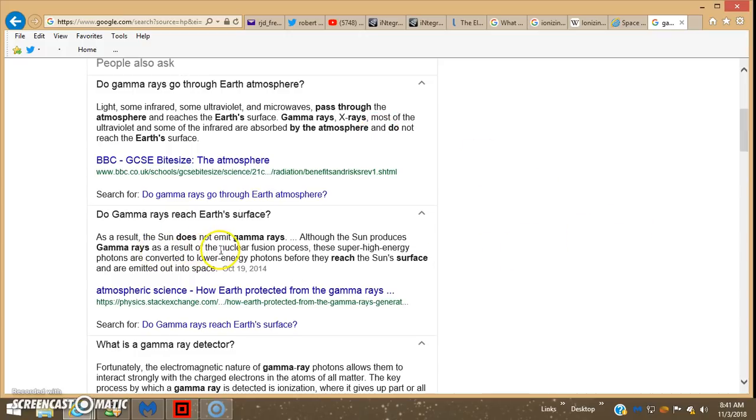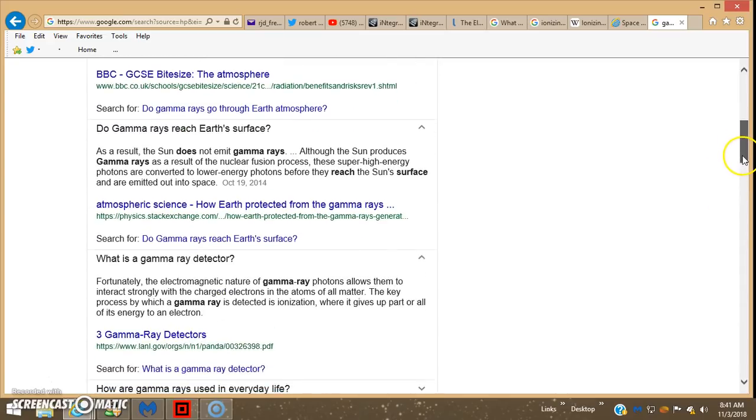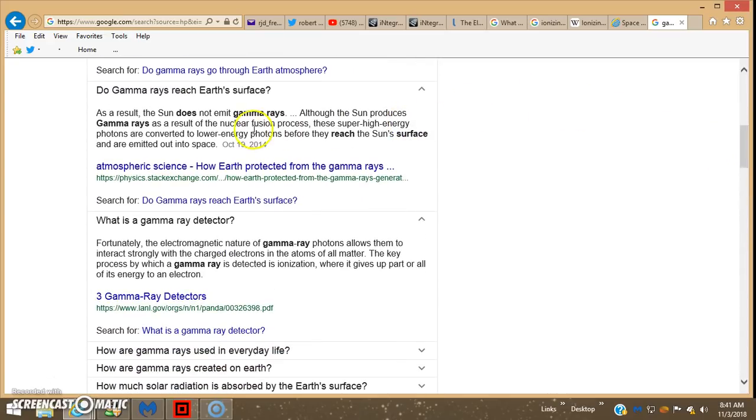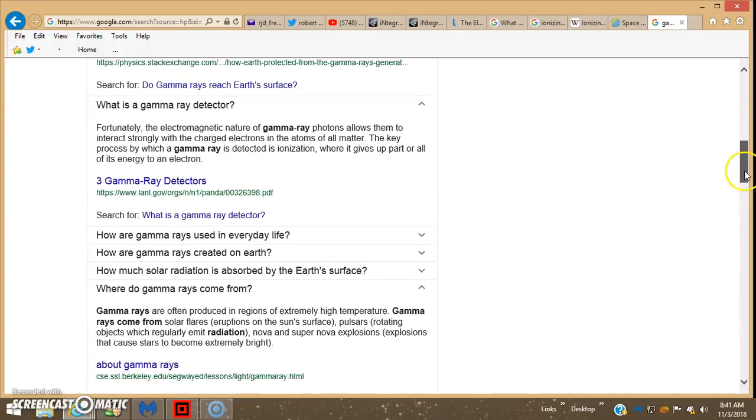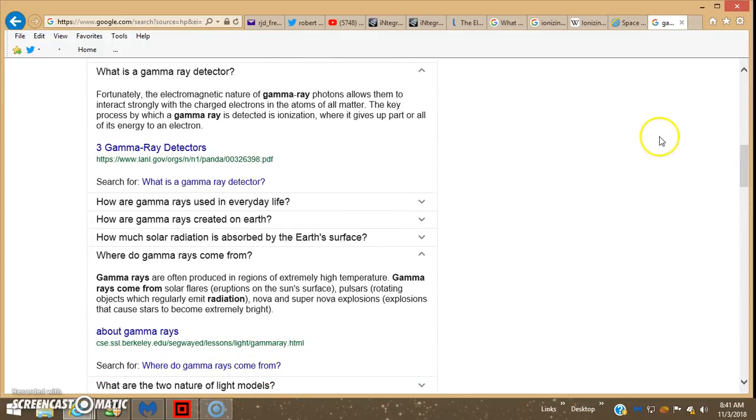Then there's another one: do gamma rays reach Earth's surface? The sun doesn't emit gamma rays directly; it produces gamma rays as a result of the fusion process. By the time they reach Earth, these high energy photons are converted to low energy photons. But since we have them so close by, coming from Nemesis, that's why we got these huge high electron volt counts.